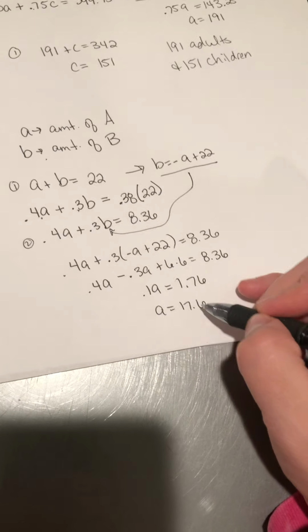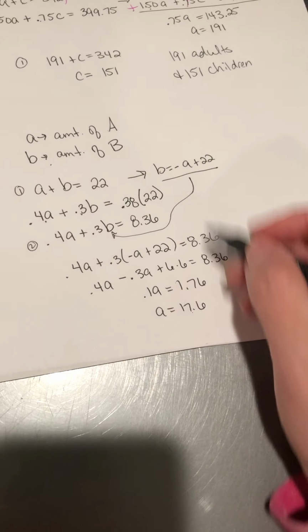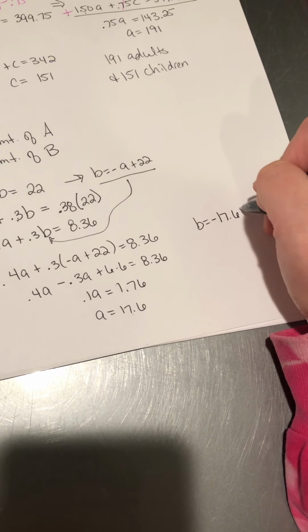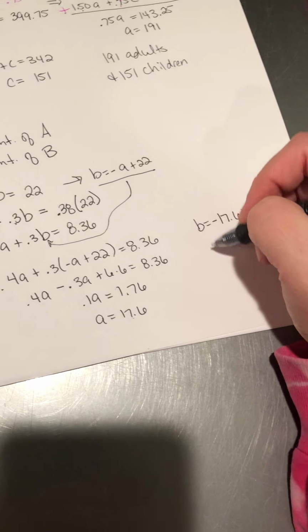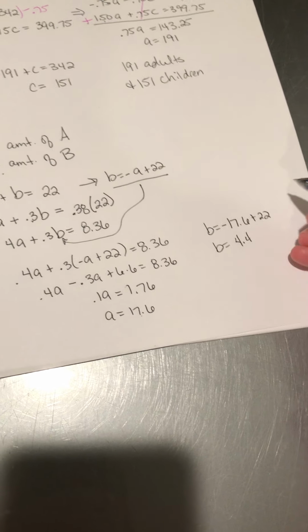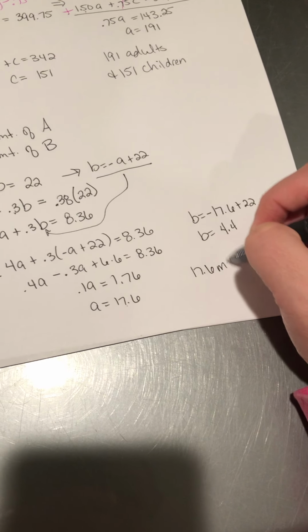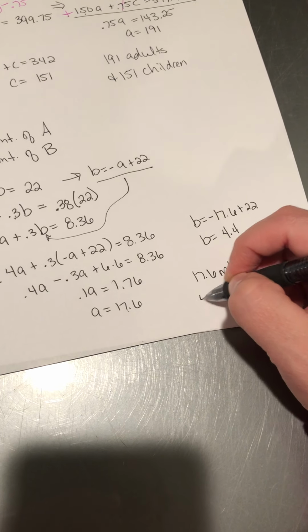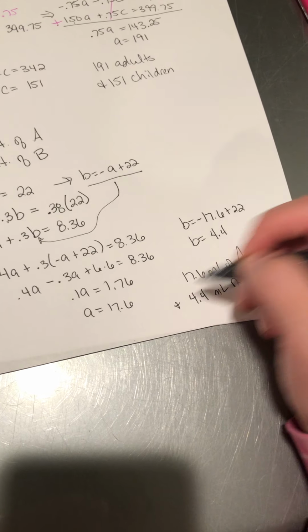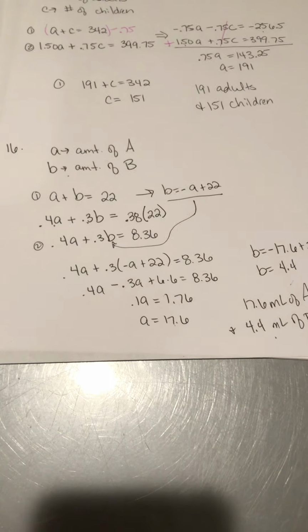So I need 17.6 mLs of solution A. And to find B, B is negative A plus 22, which is negative 17.6 plus 22. So B is 4.4. So I need 4.4 milliliters of solution B. And that'll give me 22 mLs total, and it'll be 38% acid.